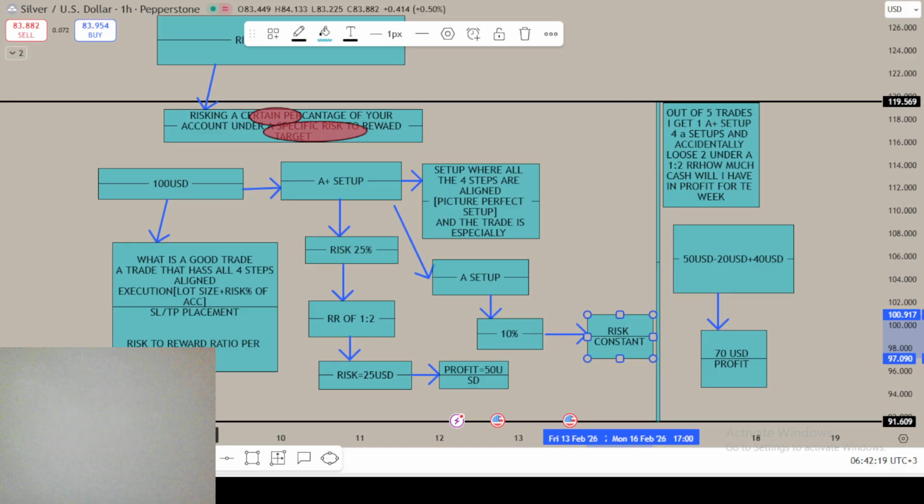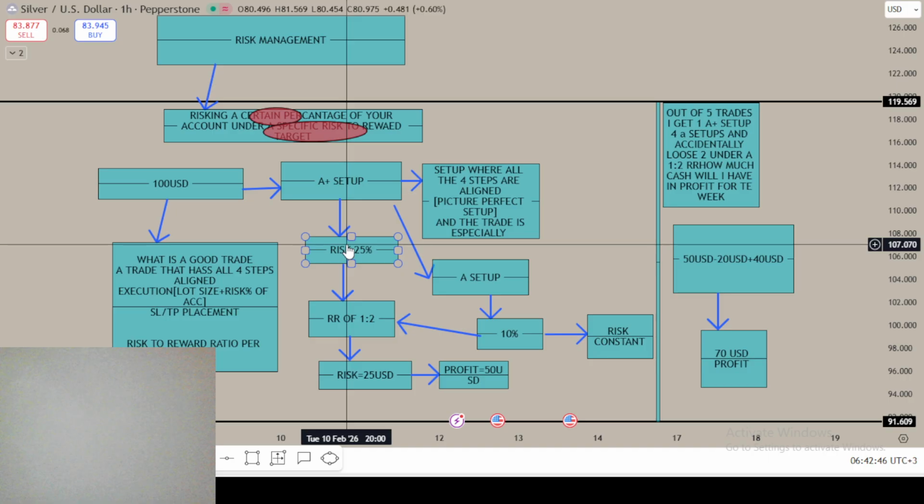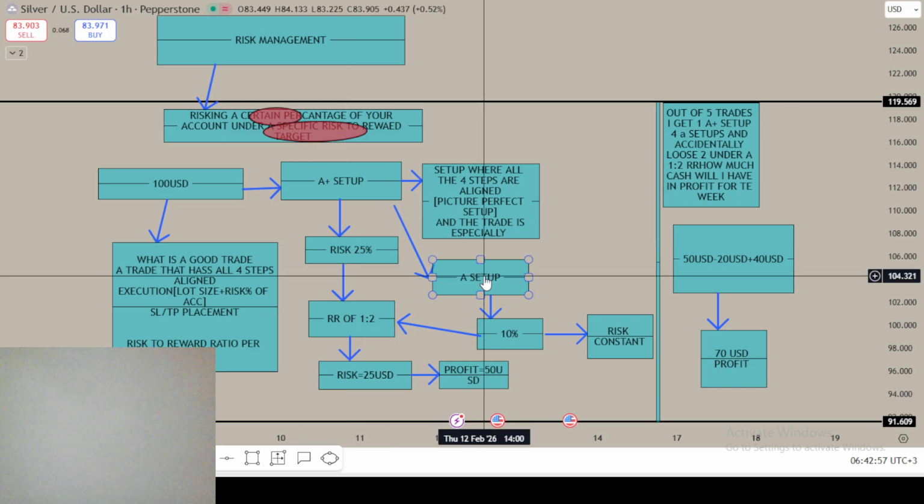You need to know a good A plus setup. You need to know the difference between an A plus setup and an A setup. The difference is the presentation: the A plus setup is presenting itself at what session? At New York session. An A setup is a setup that is presenting itself at any session, but it's an extremely good session. All the four steps of the four-step checklist are marked. This is an A setup and you risk 10% to make 1:2.